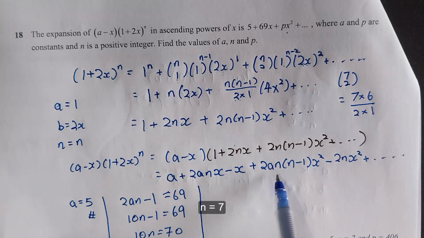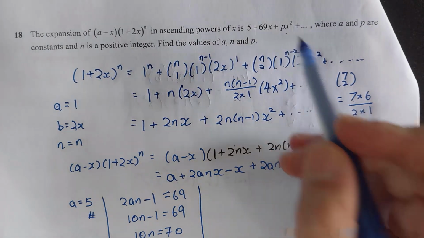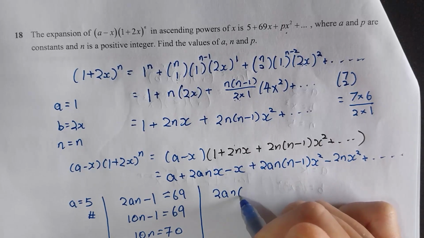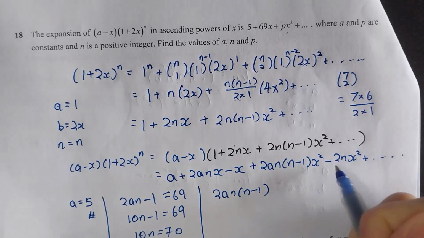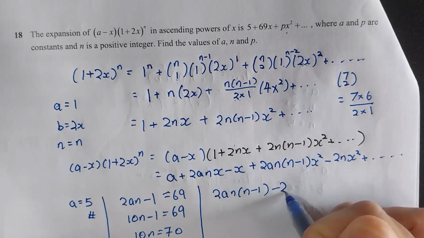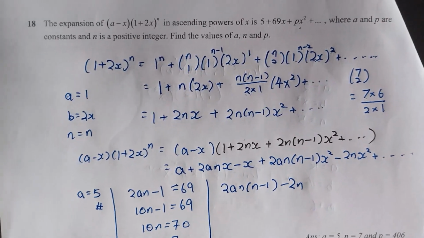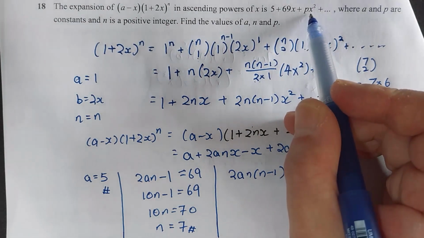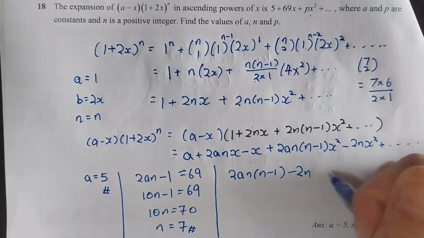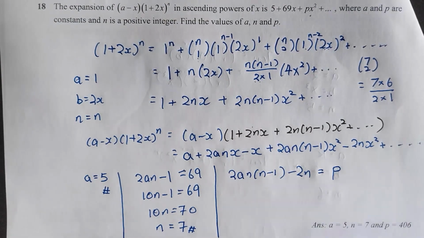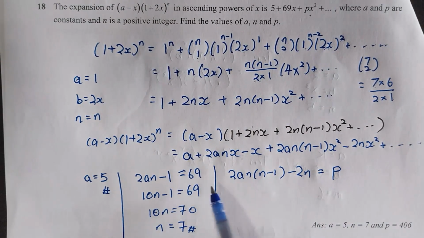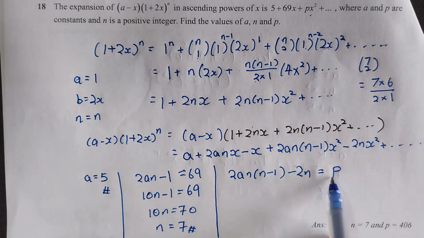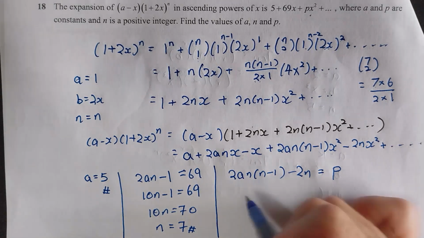Okay, so let's compare coefficient of x squared. So we will have 2an multiplied by n minus 1 minus 2n. So these are the coefficient of x squared. And the coefficient of x squared here is actually p. So this must be equal to p. If we sub in the value of a, which is 5, and the value of n, which is 7, we will definitely get the value of p.